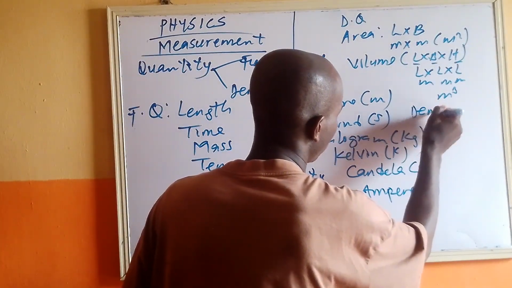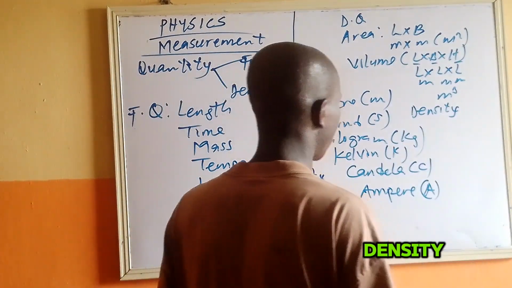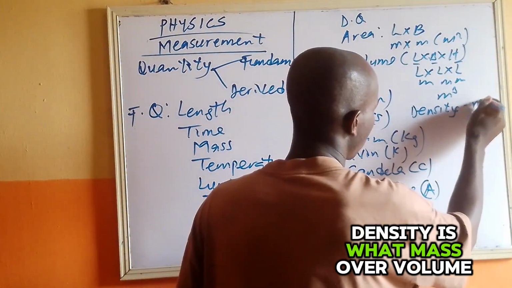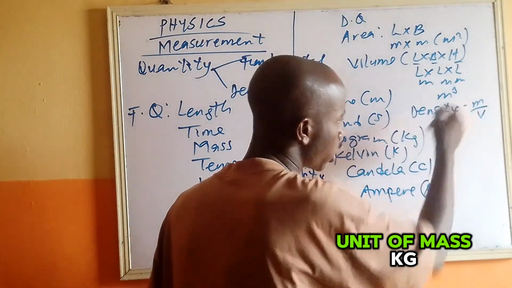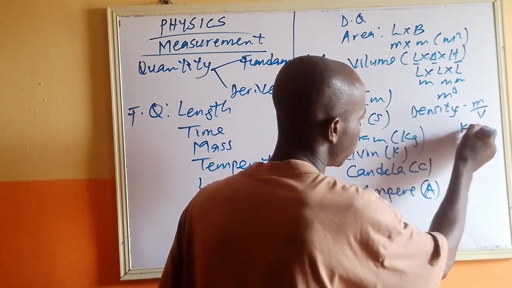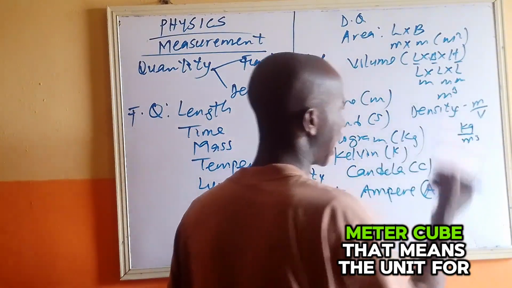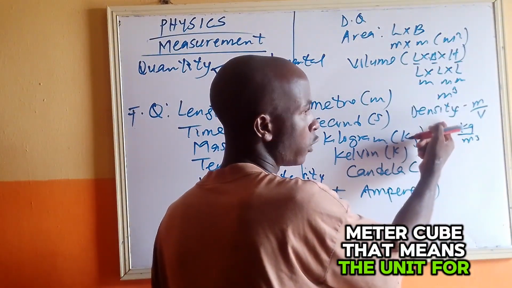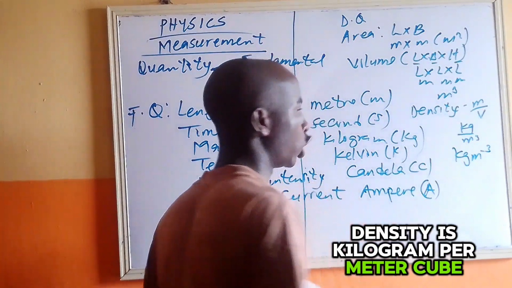Another derived quantity that we have is density. What is the formula for density? Density is mass over volume. So what is the unit of mass? Kg. What is the unit of volume? Meter cube. That means the unit for density is kilogram per meter cube.